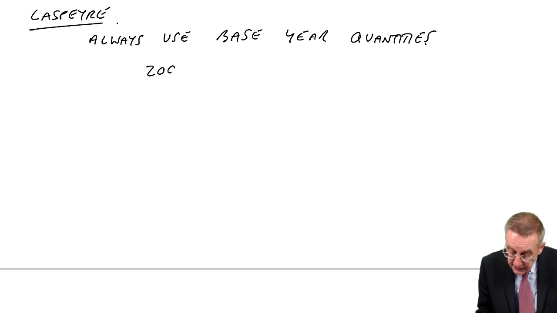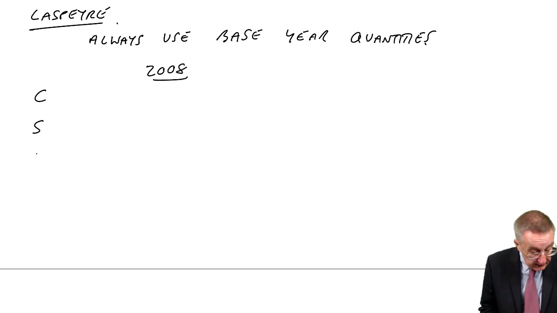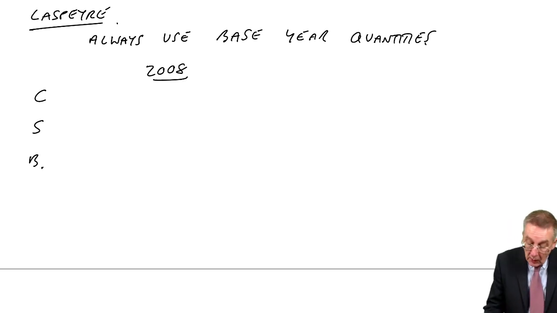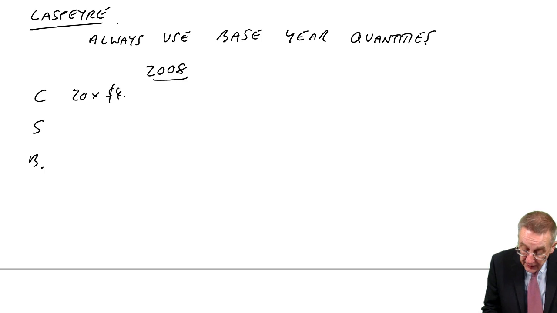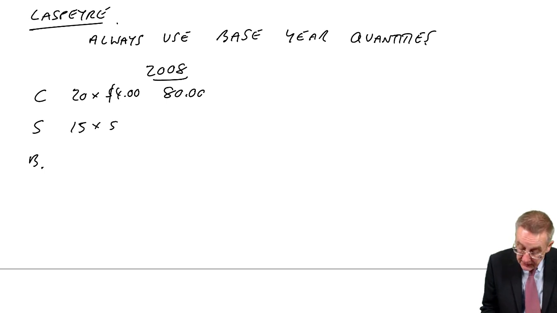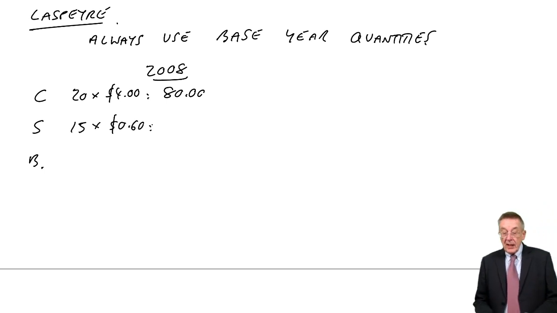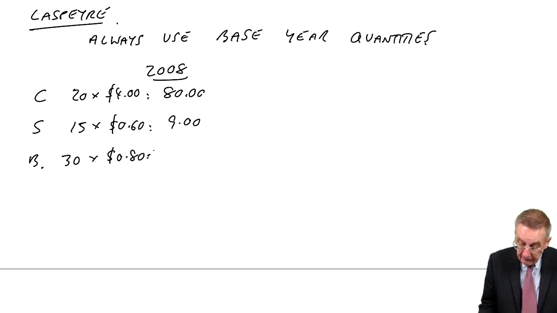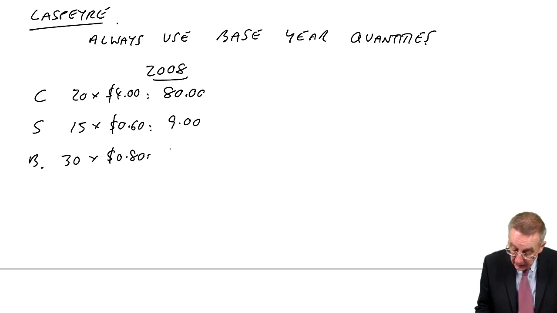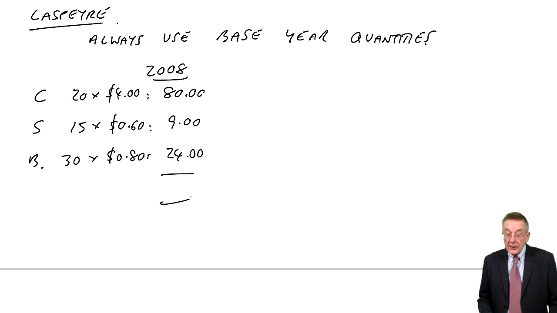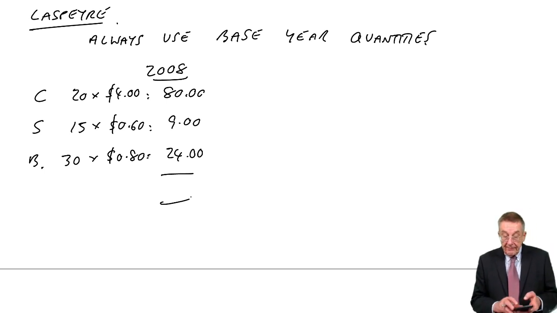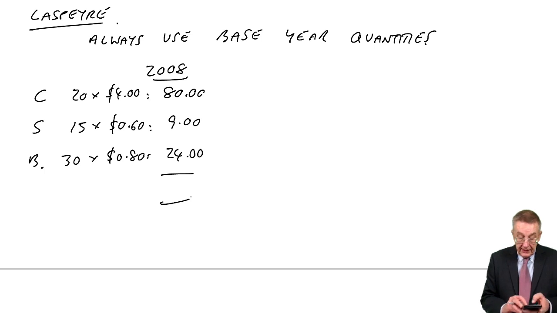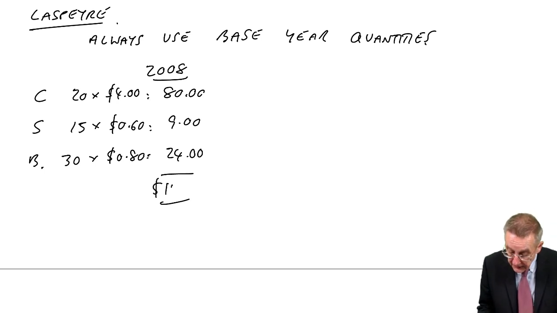In 2008, coffee, sugar, bread, well, they bought 20 coffee at $4 each, so they'll have spent $80 on coffee. They bought 15 sugars at 60 cents each, so that'll be $9 on sugar, and 30 breads at 80 cents each, $24 on bread. So the total cost in 2008 was 80 plus 9 plus 24, $113.